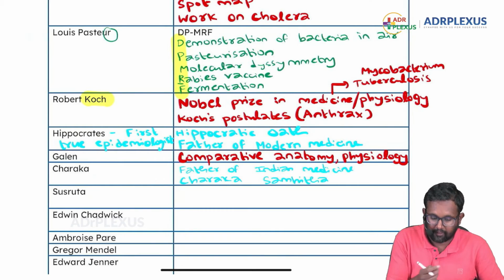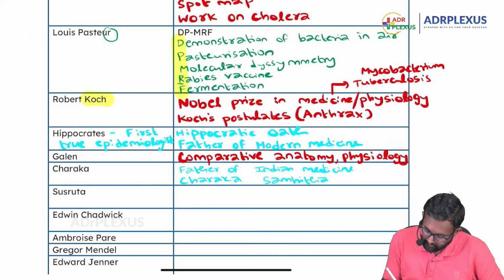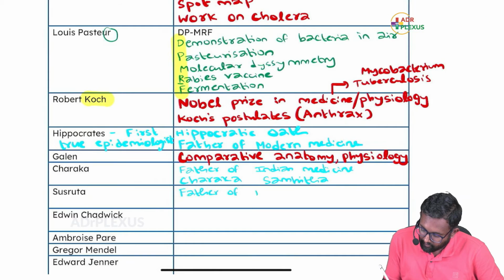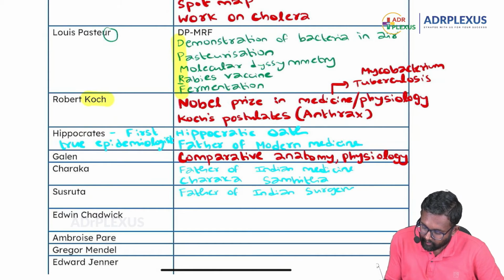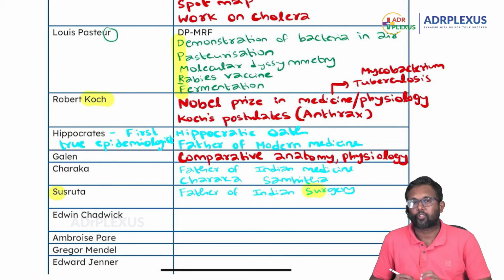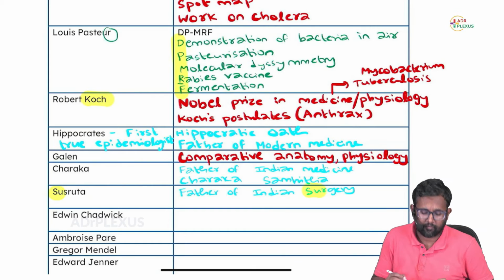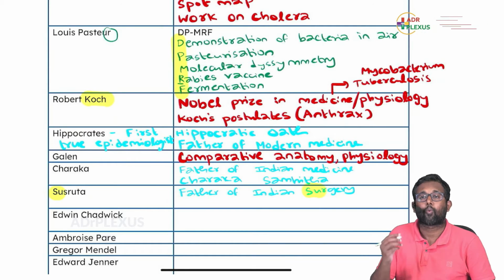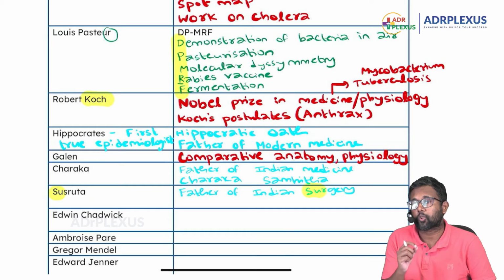Next is Sushruta, the father of Indian surgery. SU for SU, so it is surgery. The father of Indian surgery. So what is the book written by him? Sushruta Samhita.